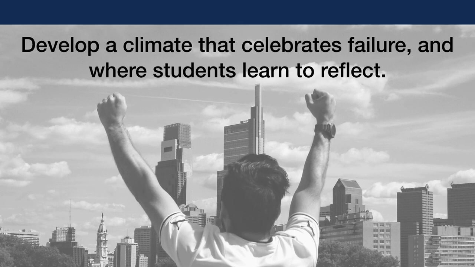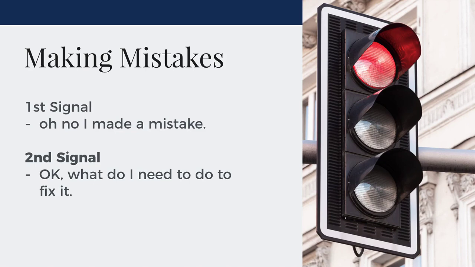So it's okay to make mistakes in the classroom, and you've got to tell your students that it's okay. Good, well done for trying, give them encouragement. Don't laugh at them when they make a mistake, but celebrate mistakes and say, good, well done for trying. Not quite, but keep going. That's how you learn. So we have two reactions when we make a mistake, two signals. The first one is, oh no, I made a mistake. And the second signal is, okay, what do I need to do to fix it?